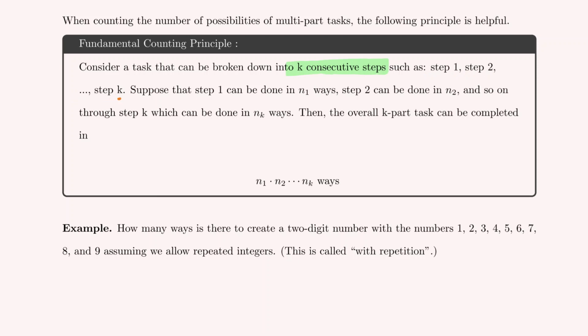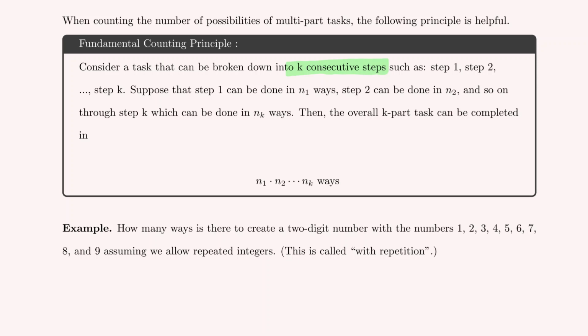And suppose for those individual k steps, we know that step 1 could be done in n sub 1 ways. So you knew exactly how many ways step 1 could occur. Similarly, you knew exactly how many ways step 2 could occur. We're calling that n sub 2 just for labeling purposes, so our subscript aligns with the step that we're on, all the way up to step k occurring in n sub k ways.